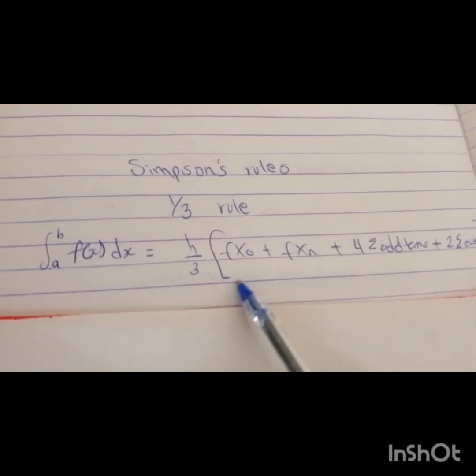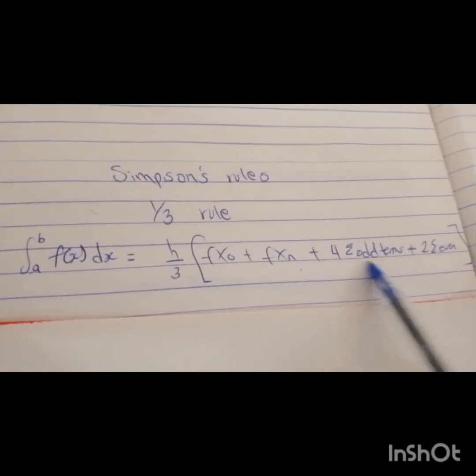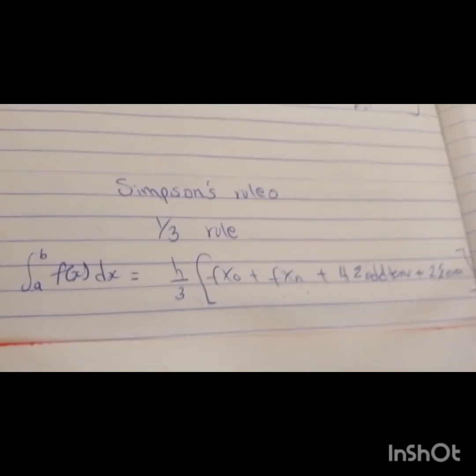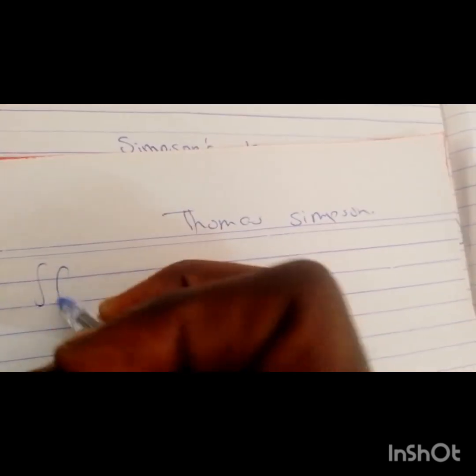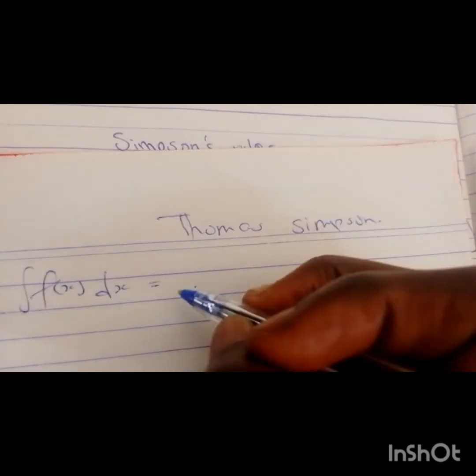Now what you do is add the first and last, you don't divide now, plus 4 times all odd terms plus 2 times all even terms. That's quite simple. So let's try and bring that out again. We say the integral of the function with respect to x, dx, will give us our height.